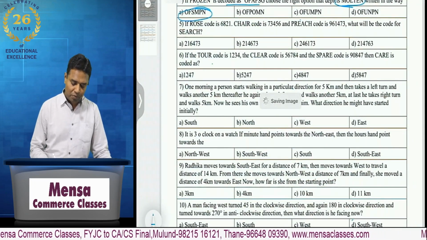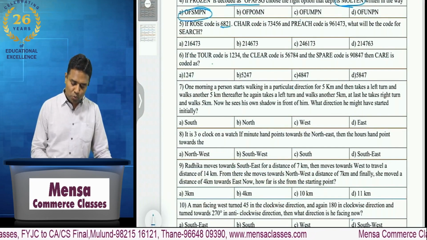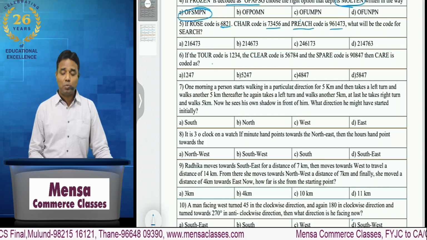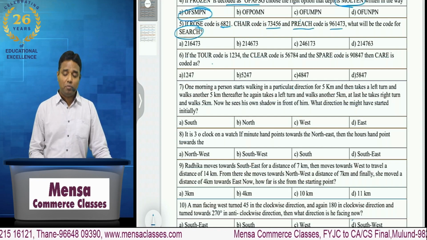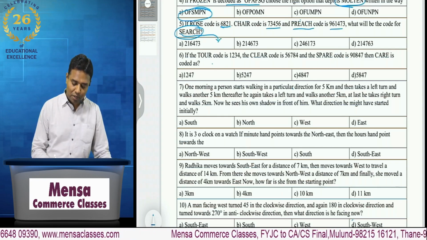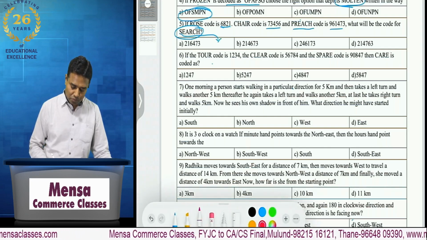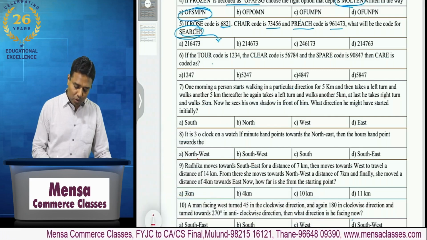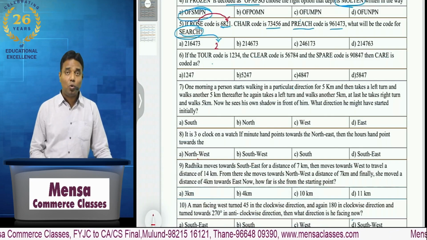Question number 5. What does question number 5 say? Rows is 6821, chair is 73456, preach is 961473, and so on. What will be the coding for search? Search, S. What will be the number for S? Where do I get it from? I'll get that from rows. So rows, what is the number here? 2. So S will get the code 2.